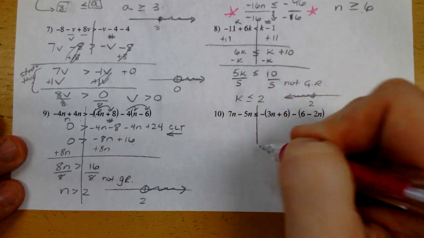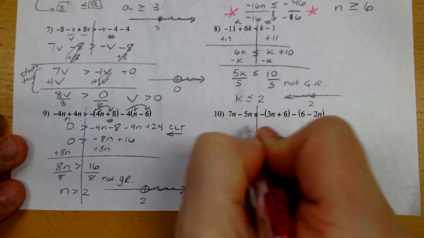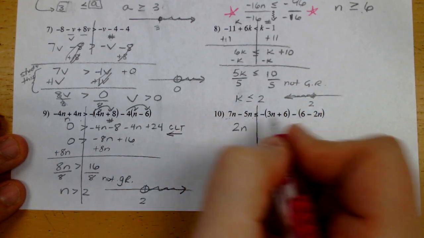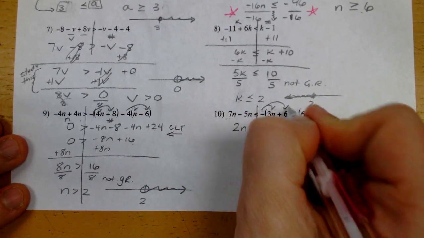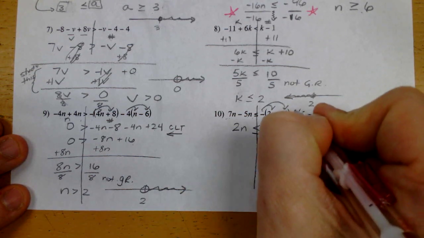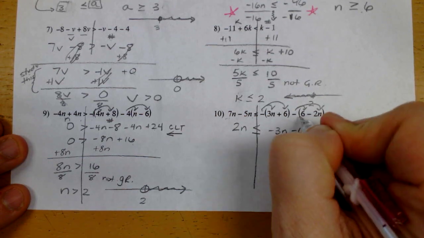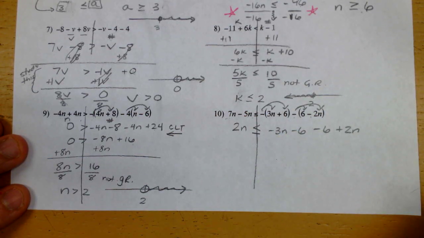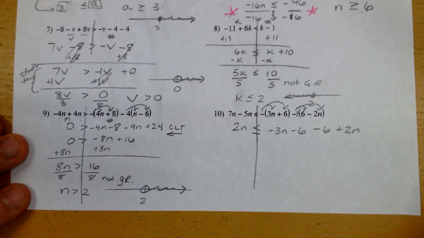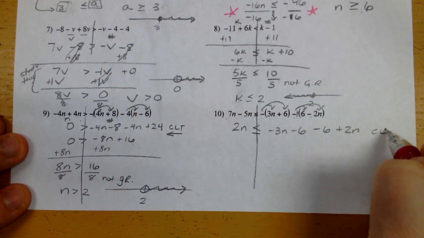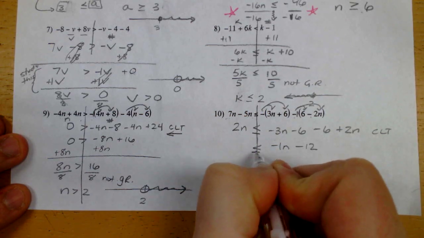Draw on our wall. We'll take it all the way down. Start cleaning up the left. 7n minus 5n is 2n. Less than or equal to. Distribute my negatives, so I get negative 3n minus 6. Distribute my negatives here. Negative 6 plus 2n. Negative times a negative is a positive. Okay, so if you want to put a little 1 here, you're welcome to remember to multiply. Let's combine like terms on this left side, which gives me negative 1n minus 12 is less than or equal to 2n.